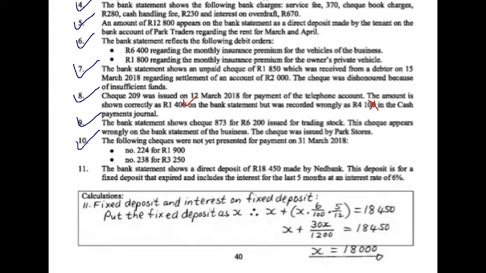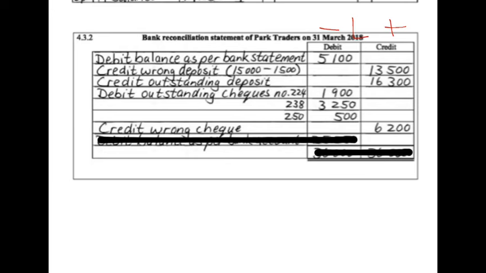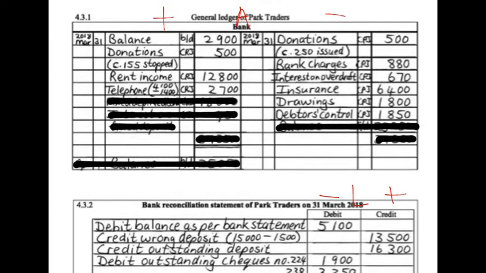So 18,000 was in fact the fixed deposit amount. Therefore, your interest is the difference between 18,450 and 18,000, so your interest amount is 450. When I put it into my books, I'm going to show it on the debit side because it's money that's paid back to us, therefore increasing my bank account. Fixed deposit 18,000, interest on fixed deposit 450. Then I am absolutely done.